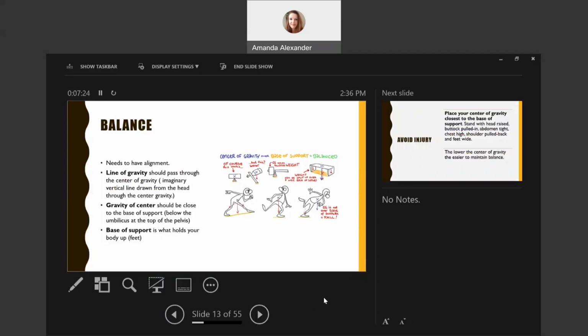Balance is required to keep body alignment. As you can see in the little diagram of the person, there's a line of gravity that should pass through the center, an imaginary vertical line drawn from the head through the center of gravity. The center of gravity should be close to the base of support, below the umbilicus, at the top of the pelvis. Base of support is what holds your body up. So the base of support is your feet.